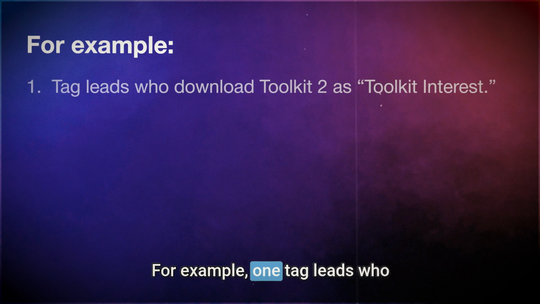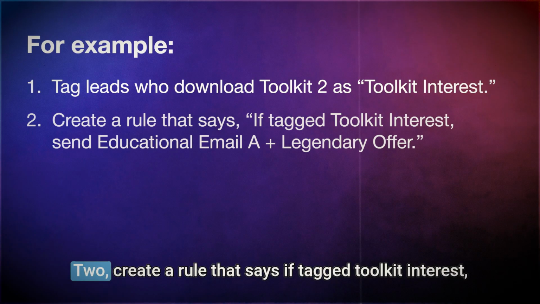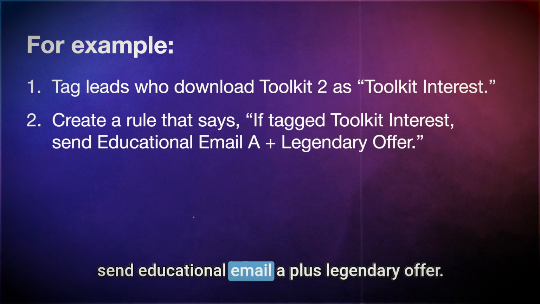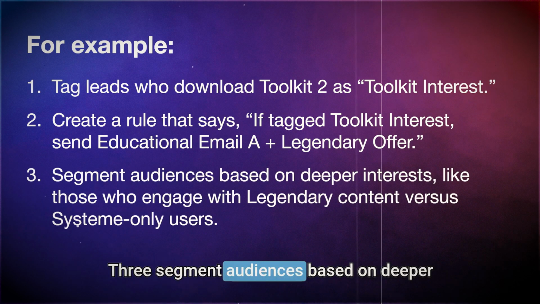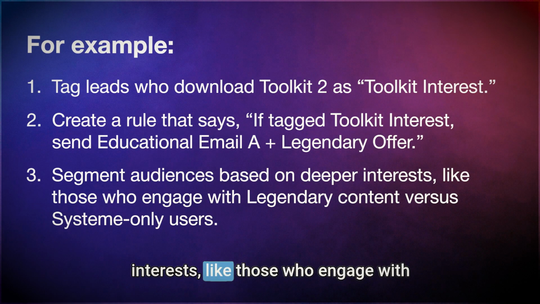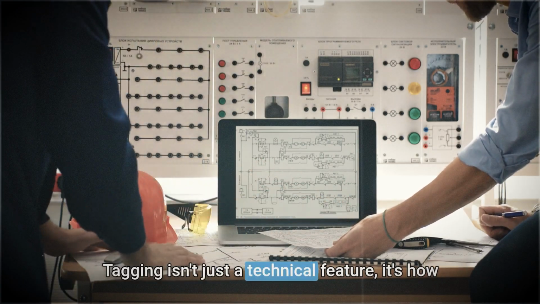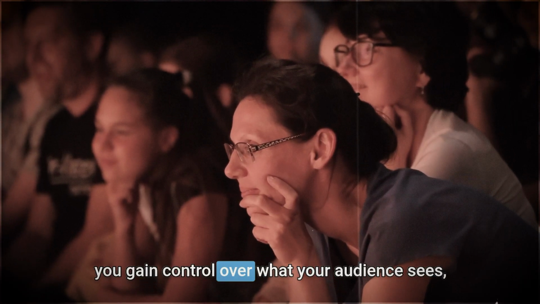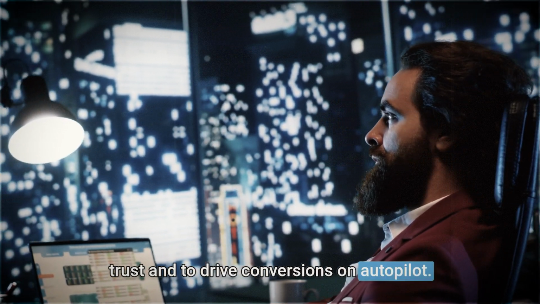For example, 1. Tag leads who download Toolkit 2 as Toolkit Interest. 2. Create a rule that says, if tagged Toolkit Interest, send educational email A plus legendary offer. 3. Segment audiences based on deeper interests, like those who engage with legendary content versus Systeme-only users. Tagging isn't just a technical feature, it's how you gain control over what your audience sees and when. The smartest affiliates use it to build trust and drive conversions on autopilot.